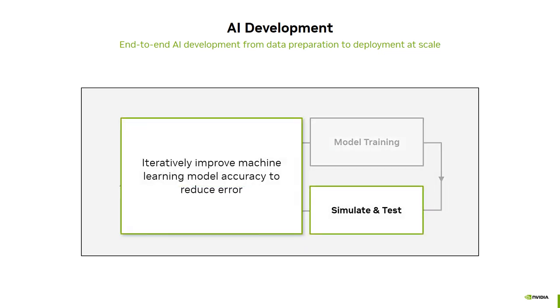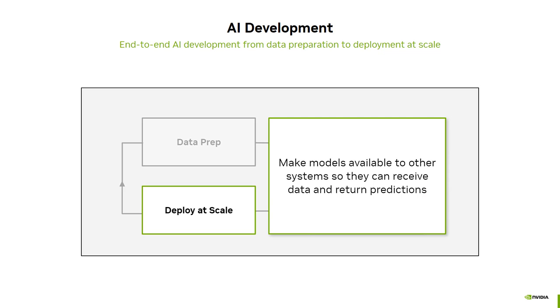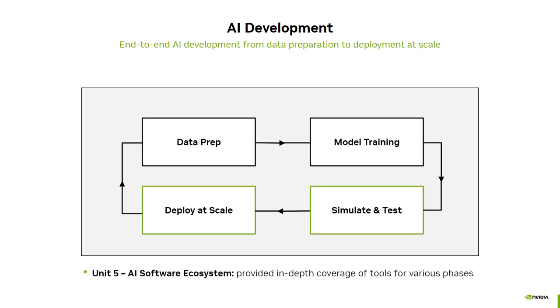In the simulate and test phase, you iteratively improve machine learning model accuracy to reduce error. For the deployment phase, you make models available to other systems so they can receive data and return predictions. Recall that Unit 5, AI Software Ecosystem, provided in-depth coverage of tools for various phases, and these same tools can be utilized within the cloud.